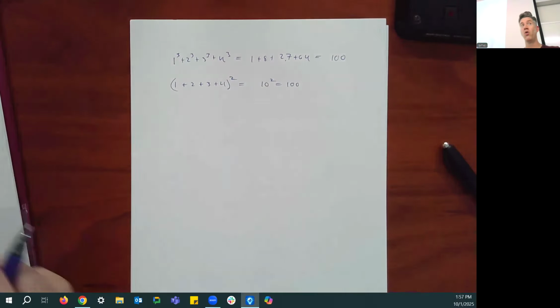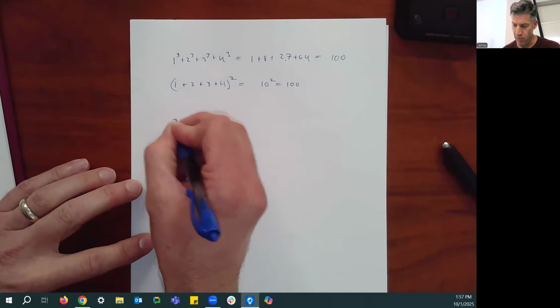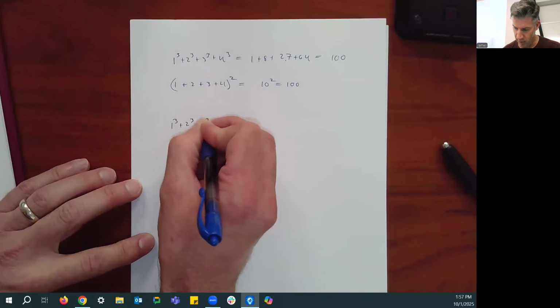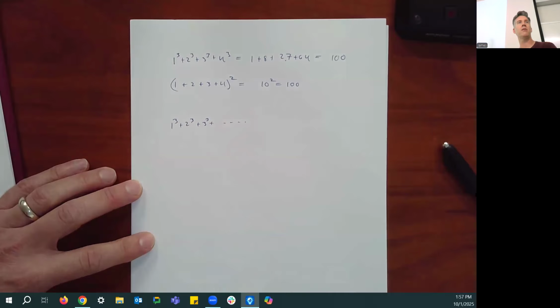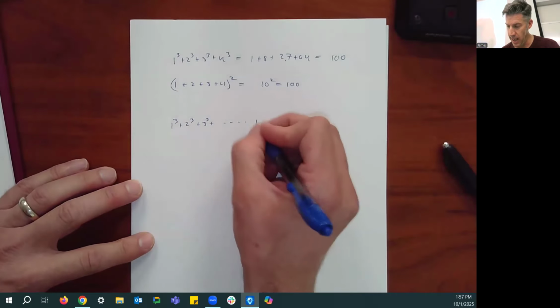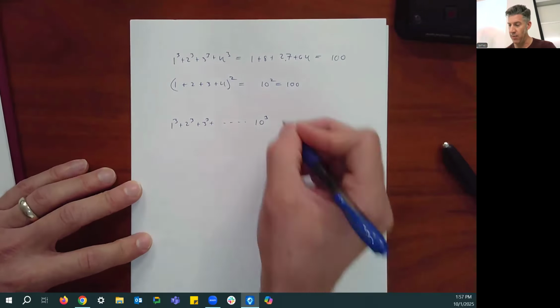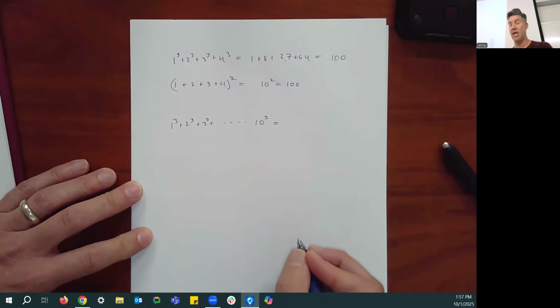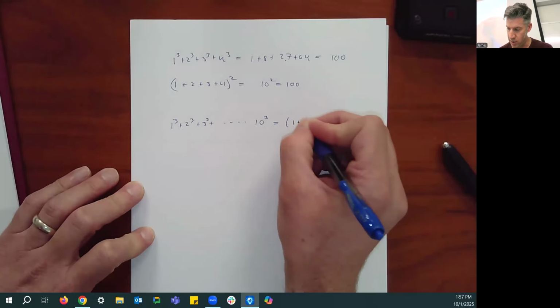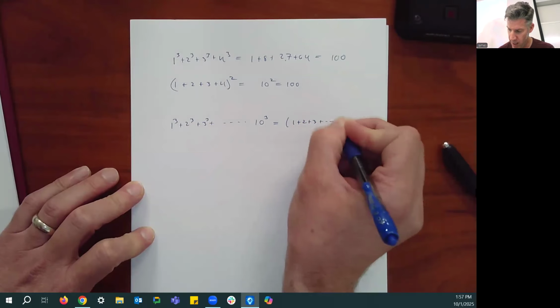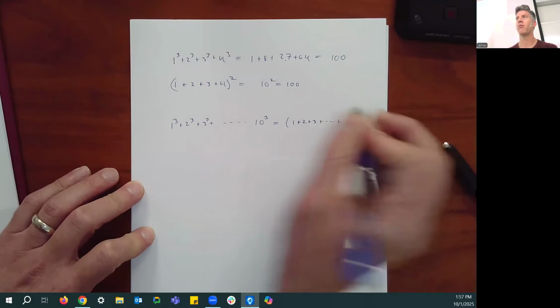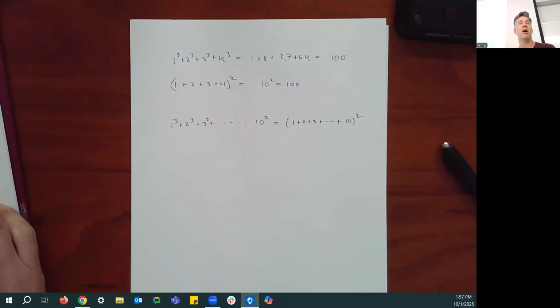And that's true regardless of where you end. What I mean by this is you could say 1 cubed plus 2 cubed plus 3 cubed plus, pick your ending point, let's end at 10 cubed. Whatever that adds up to, it is literally the same as 1 plus 2 plus 3 all the way to 10, squared. Not a vital thing to know. I just think it's really cool.